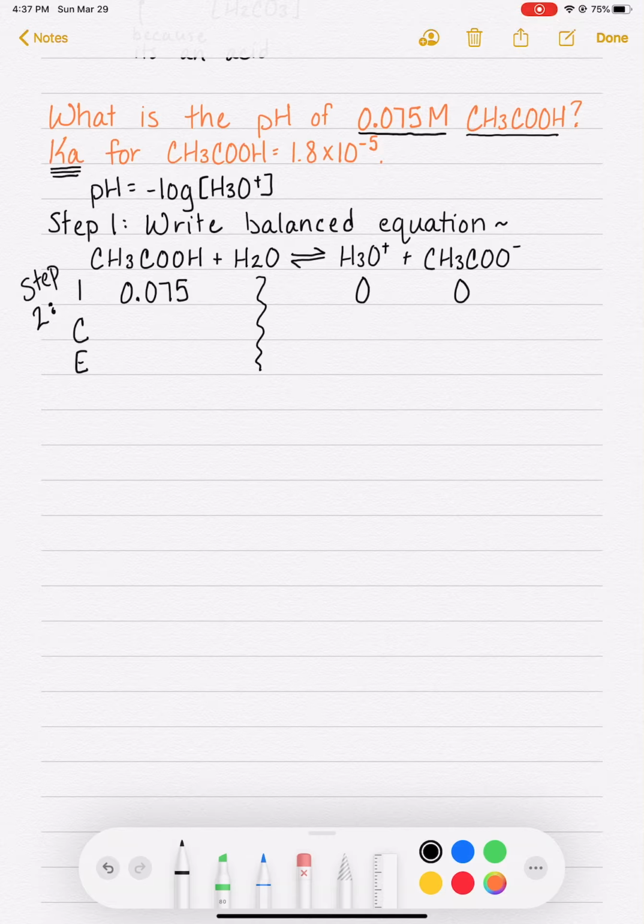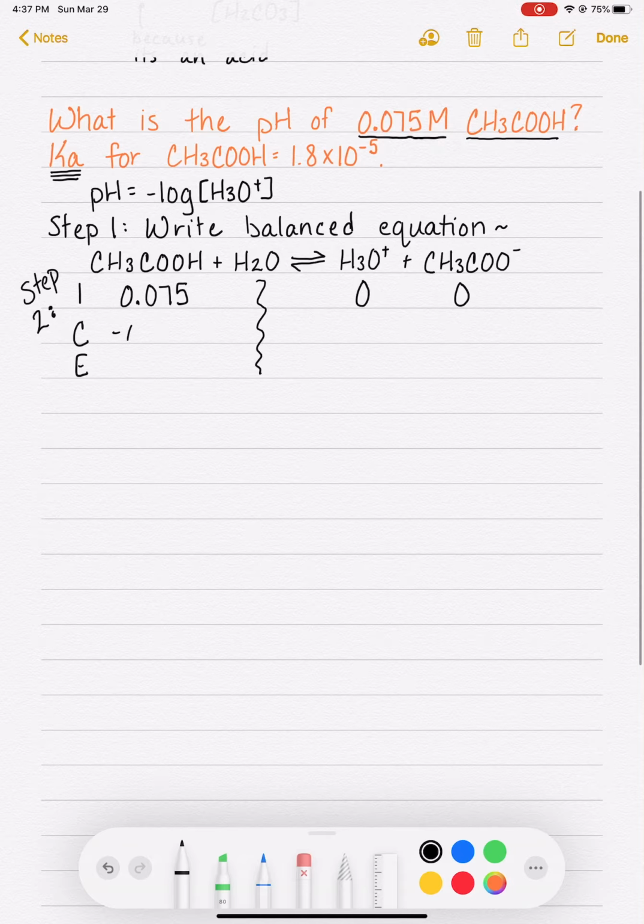The change is how much acid is being reacted, how much H3O+ is being formed, and how much CH3COO- is being formed. When this was a strong acid, we said because it's a strong acid, it's going to totally react. All of this stuff is going to go away. That's the definition of a strong acid.